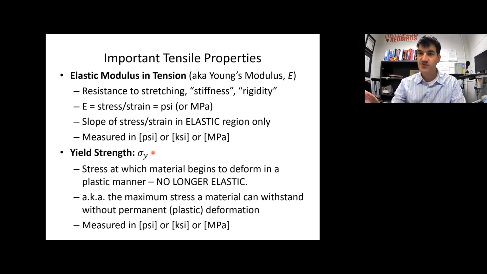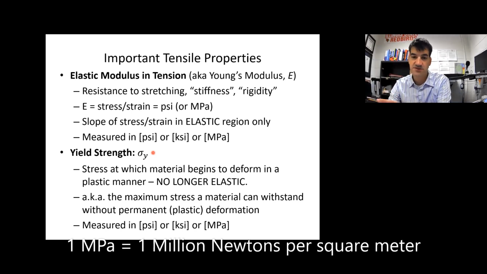Then we get to the yield strength. The yield strength, as I mentioned before, is the end of the linear elastic region. So we no longer have elastic deformation, we start plastic deformation. And we measure this either in PSI or KSI. KSI is 1,000 PSI, so 1 KSI equals 1,000 PSI. Or if you prefer the metric system, then pascals, which is a Newton per meter squared, or megapascals, which is 1,000,000 pascals.